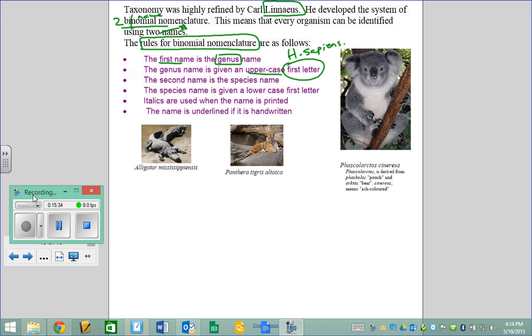The second name is the species. So of that big list, it's the narrowest category, so it's the second part. The species name has a lowercase first letter. We generally use italics if we're printing it, like with a computer or some sort of electronic device. And if it's handwritten, you should underline it. And you can try to make italics yourself, but most of the time we'll be dealing with print, and so that won't be necessary.